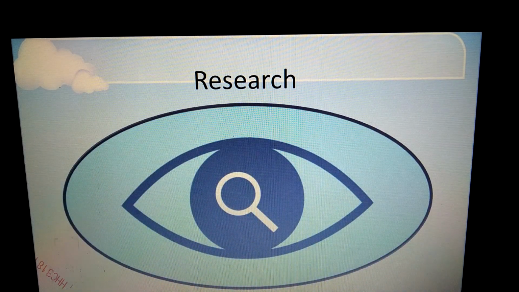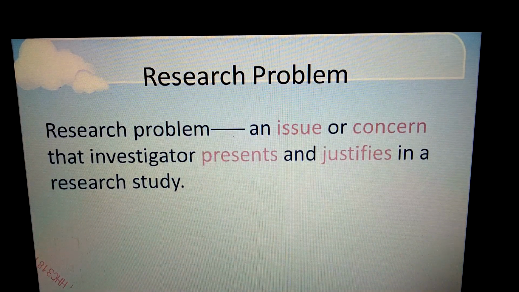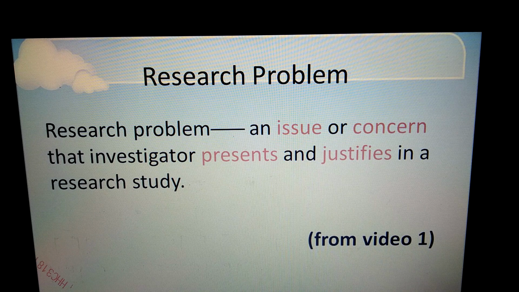First, I want to introduce what is research problem. A research problem is an issue or concern that investigators present and justify in a research study. It is a statement about an area of concern, a condition to be improved, a difficulty to be eliminated, or a troubling question that exists in scholarly literature.